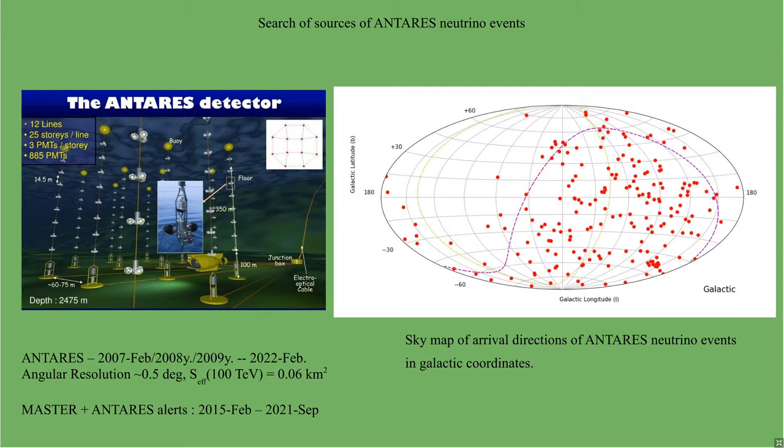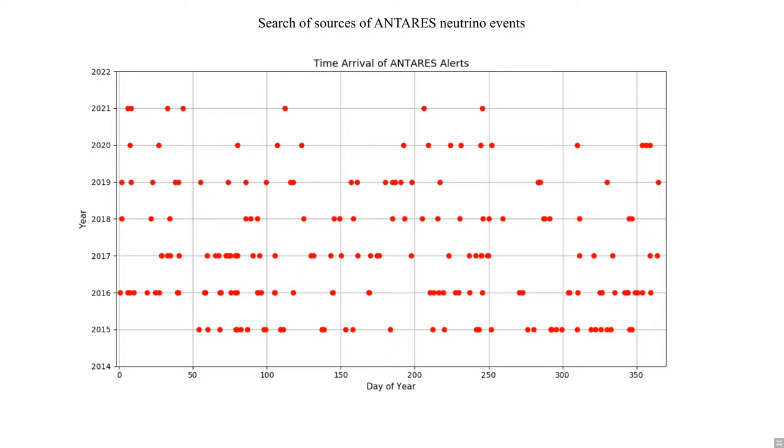Antares telescope. The Antares neutrino telescope operated continually until February 2022. Shown here are the arrival directions of Antares neutrino events since February 2015, which had alert and inspection observations on the MASTER telescope. This slide shows a graph of the times of registration of neutrino alerts from 2015 to 2021. During this period, we have 2,000 Antares neutrino events.